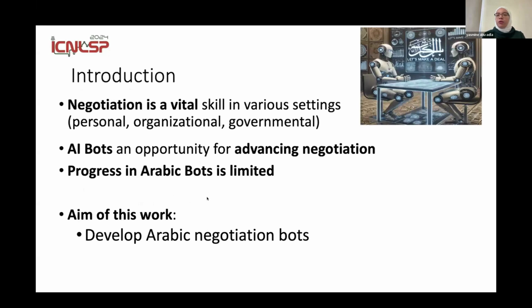So starting with an introduction, over the past several decades, negotiation has proved itself as a vital skill in various settings, whether it's personal, organizational, or governmental. And with the rise of AI, it was seen that AI bots had an opportunity for advanced negotiation. However, as seen in the literature, progress in Arabic bots was limited. Therefore, the aim of our work was to develop Arabic negotiation bots.